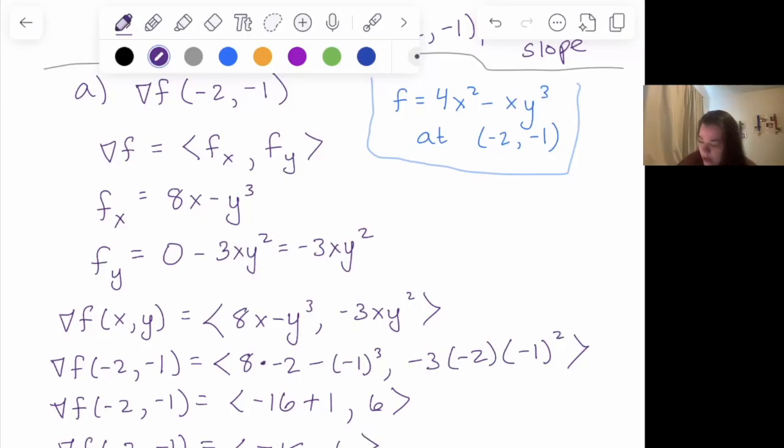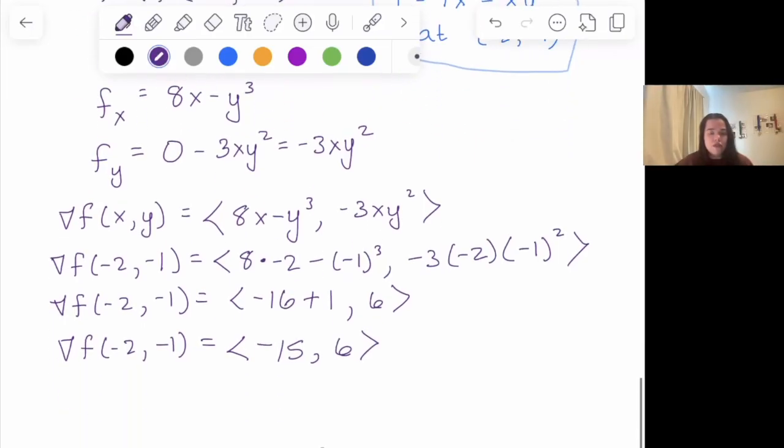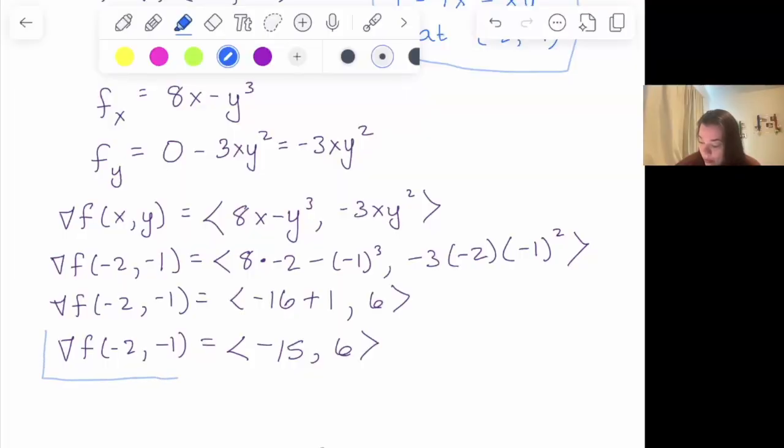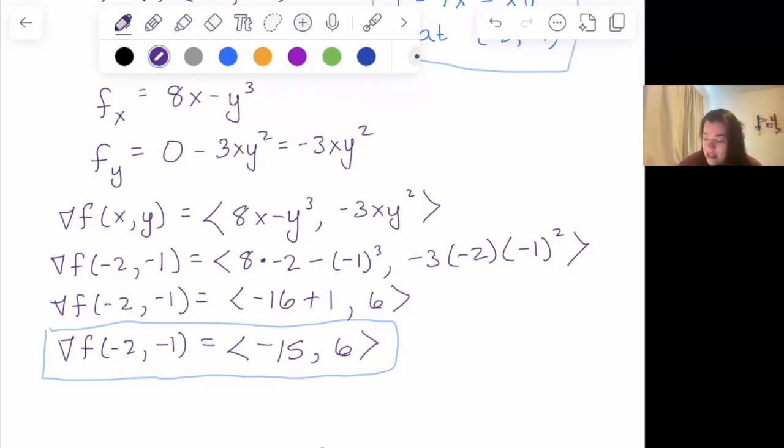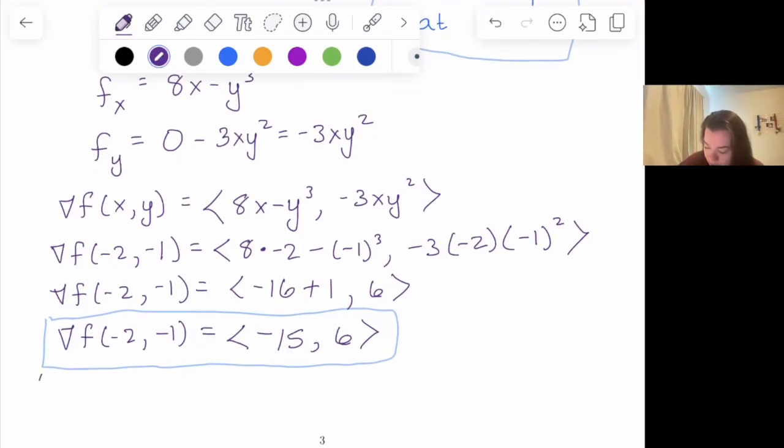And at the end of the day, I wind up with a vector. Oops, off the screen. There we go. -15, 6. I want to put in just kind of an analogy sentence. What did this find? First of all, though, this is what we were asked to find. So we are done with what we found. But let's interpret it just to help with our understanding.